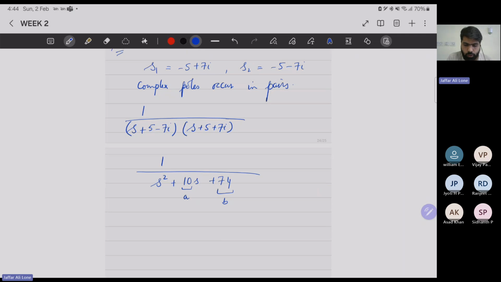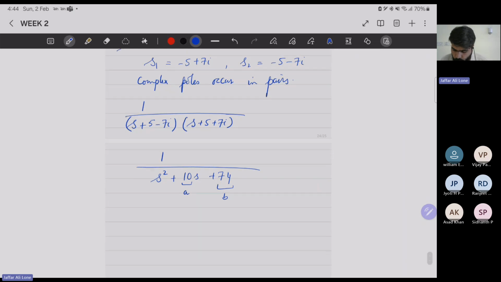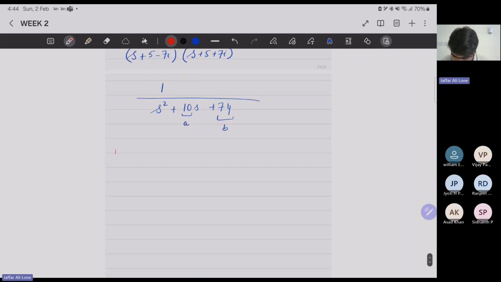Now let's do two more questions and then we are done, but they are very important questions. They check all the concepts we have learned in this lecture so far. So please write this question with me. A system is described by the following differential equation: d squared y by dt squared plus 3 dy by dt plus 2y is equal to x(t).